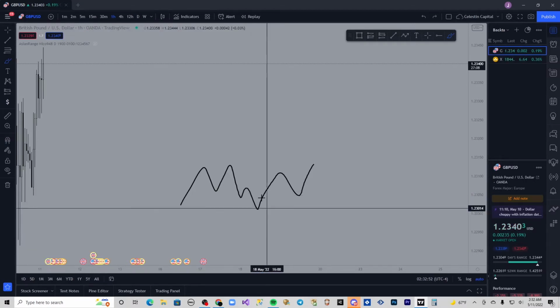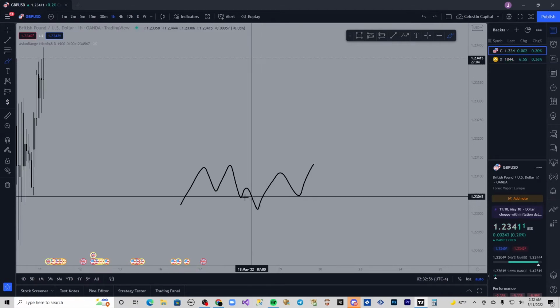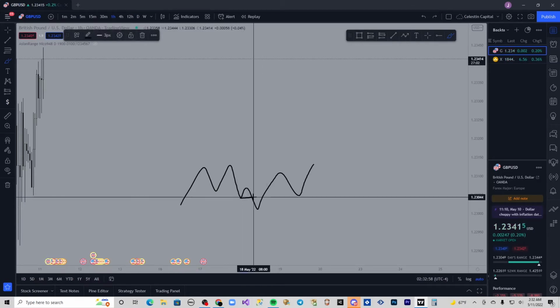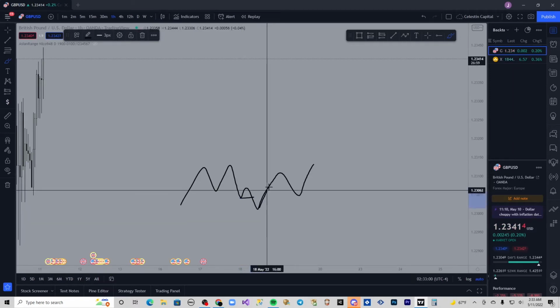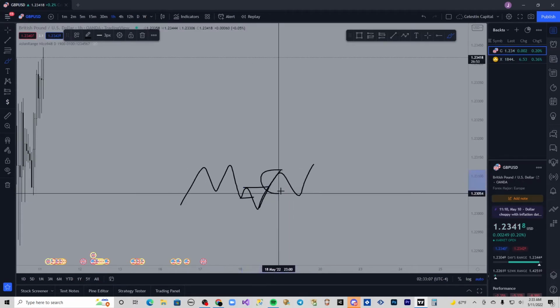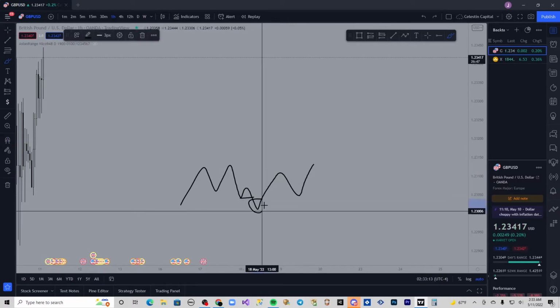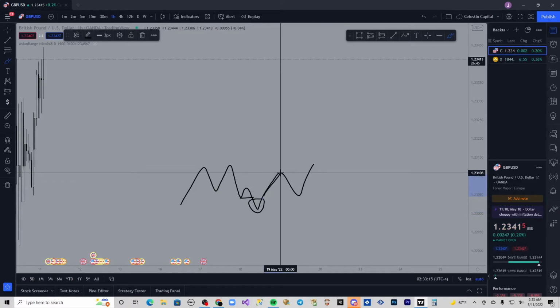Now, let's say this is just a wick. Price wicks below this low right here. This is a wick. Price wicks below this low. And then what happens? We get this move up. Now, this move up right here breaks above this high. So we consider that a break of structure. The candle closes above the high. So the candle wicks below the low and the candle closes above the high.